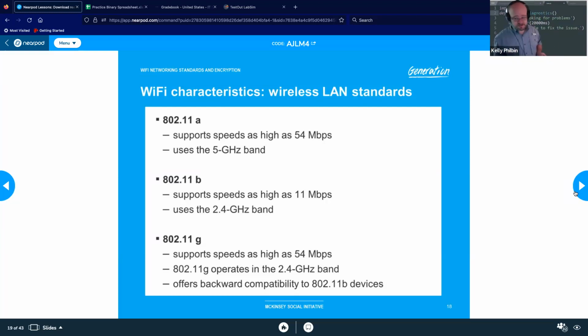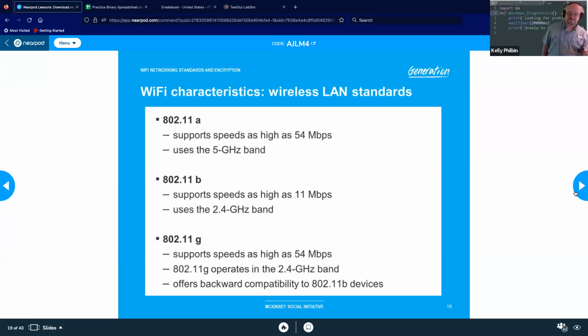G comes out, was as high as 54 megabits per second, so they finally catch up to the A standard. 802.11g operates on 2.4 gigahertz, and it was backwards compatible with B devices. Kind of nice, right? You didn't have to get rid of your old stuff. You could bring in the new stuff. Everything works better, right?